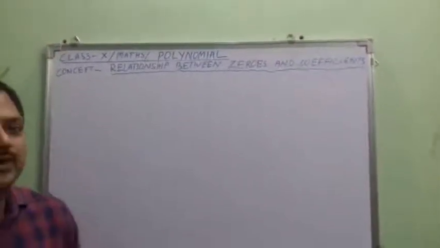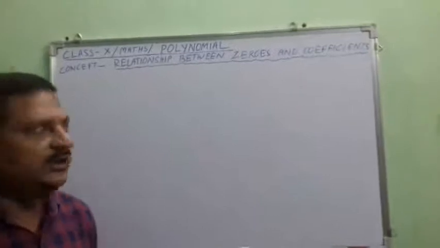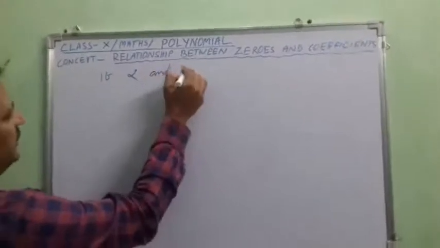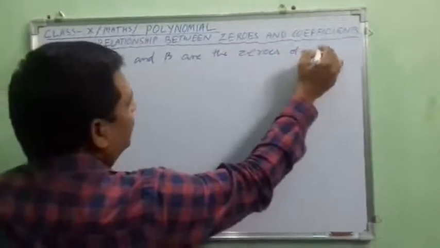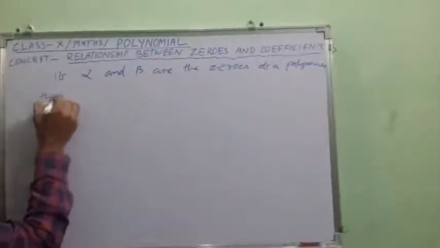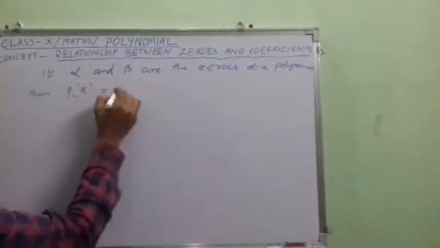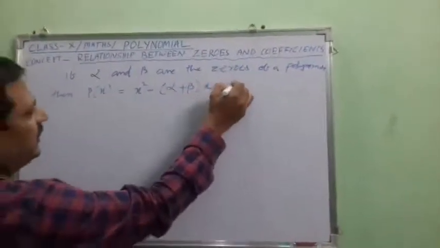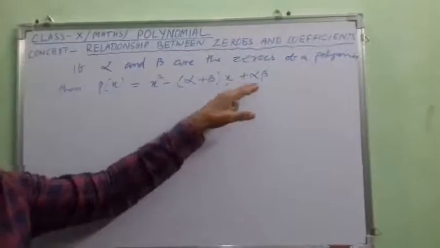Now let us learn how to make a quadratic polynomial if we are given the zeros of the polynomial. Okay, if alpha and beta are the zeros of a polynomial, then the polynomial is given by p(x) equal to x square minus (alpha plus beta) into x plus alpha beta. X square minus alpha plus beta whole into x plus alpha beta.